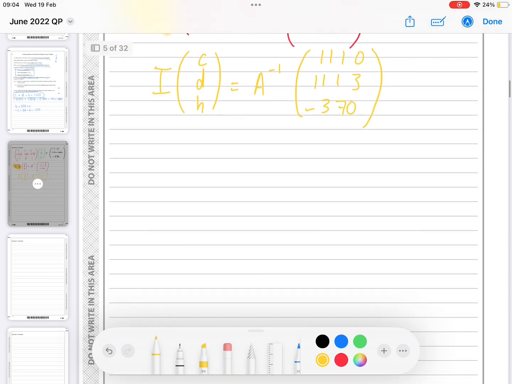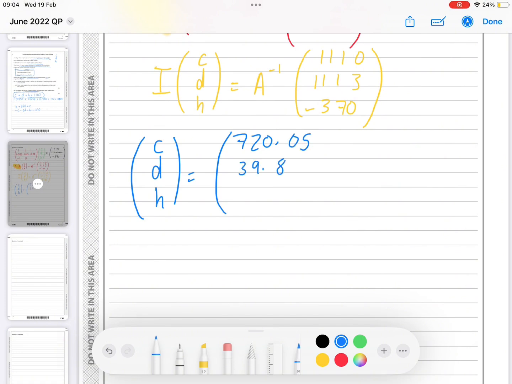And when we solve, that will give us CDH equals 720.05, 39.896 and 350.05, which is approximately equal to 720, 40, and 350, which we know add up to our correct total of 1110, and therefore that's a good check to see if we've done this correctly. But that is the correct answer to this question.